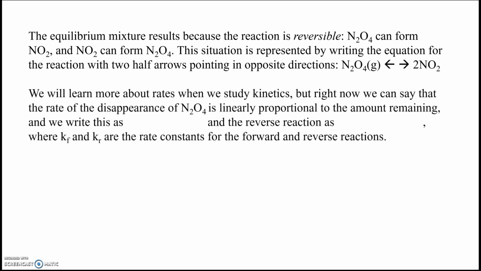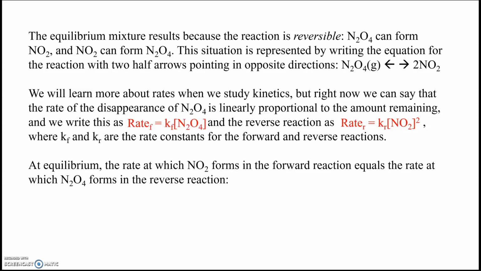We're going to learn more about rates when we study kinetics, but right now we can say that the rate of the disappearance of N2O4 is linearly proportional to the amount remaining. We write this as: the forward rate is equal to some forward constant, Kf, times the concentration of N2O4, where square brackets indicate molarity or some sort of concentration units. And then we write the reverse rate as equal to some Kr times [NO2] squared, where Kf and Kr are the rate constants for the forward and reverse reactions. In a minute, we're going to talk about where these expressions come from. Right now, just be patient.